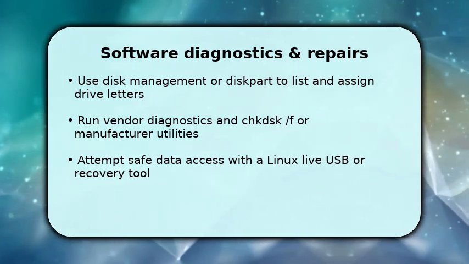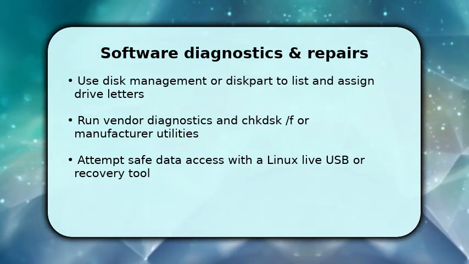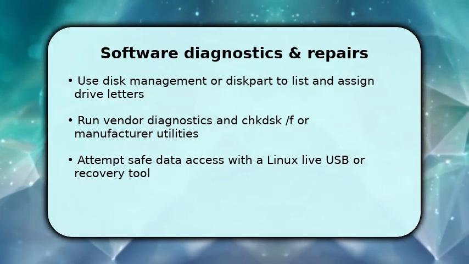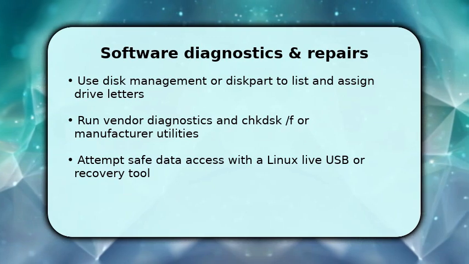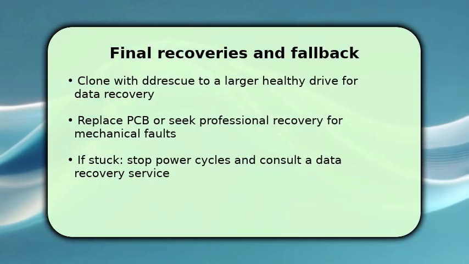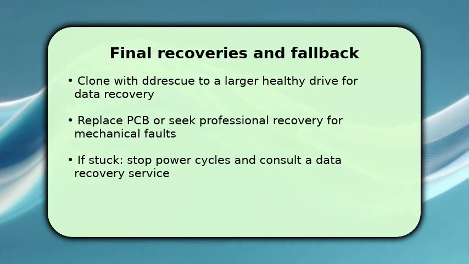Meanwhile, run the manufacturer's diagnostics to get error codes. These tell you whether a firmware or head issue exists and guide your next step. To finish, prioritize data. If the disk is readable but unstable, clone it immediately with ddrescue to a larger healthy drive. This preserves recoverable sectors.